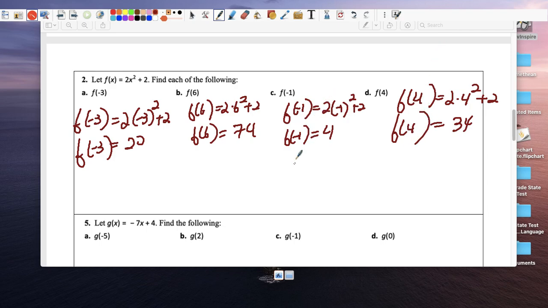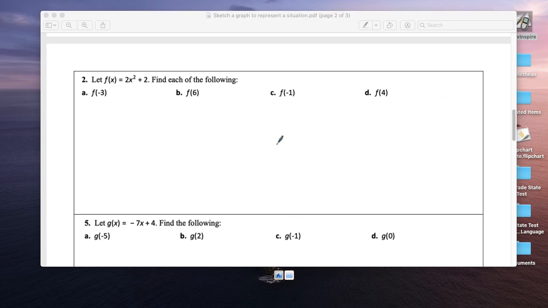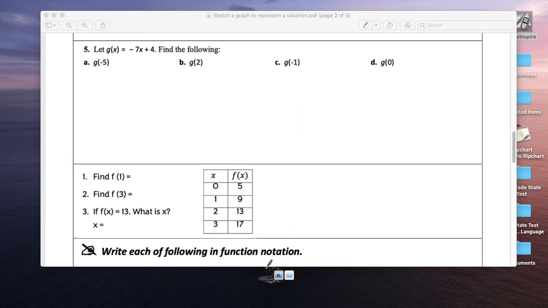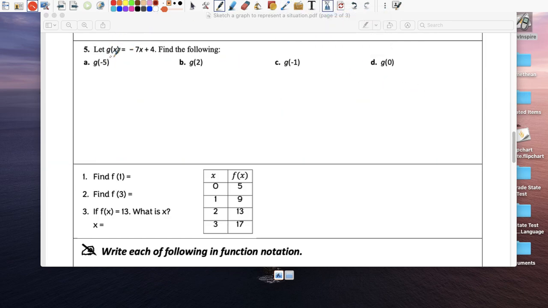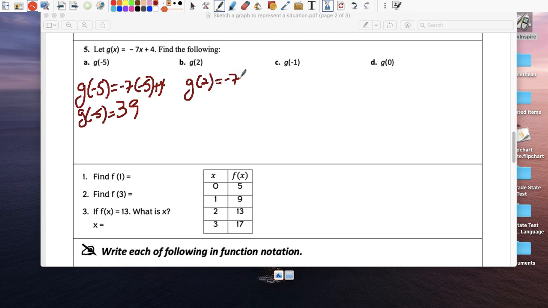All right, and then that's it. So the bottom one, again, is the same repetitive thing. They want the value of the function at a particular x value. So when x is -5, what's g of x? So g of -5 equals -7 times -5 plus 4. g of -5 equals 39. When x equals 2, what's the value of the function? So g of 2 equals -7 times 2 plus 4. g of 2 equals -10.